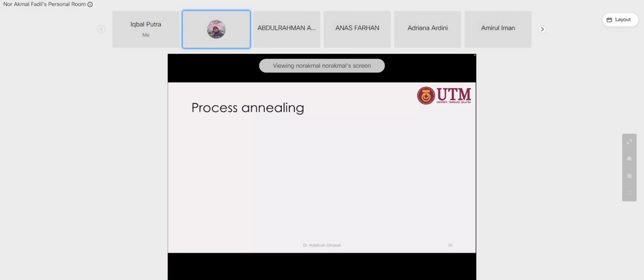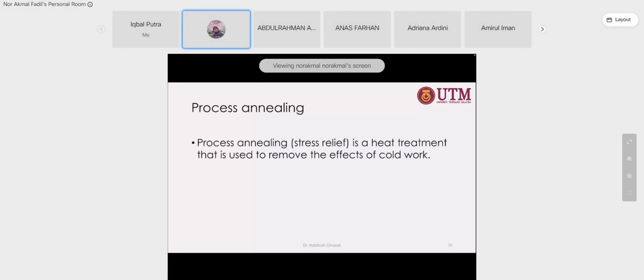The next process is process annealing. Process annealing is a process that we conduct at a lower temperature, and the purpose is just to relieve the stress. We don't change the microstructure. It's a heat treatment that is used to remove the effect of cold work.